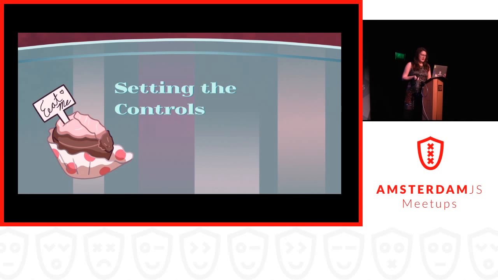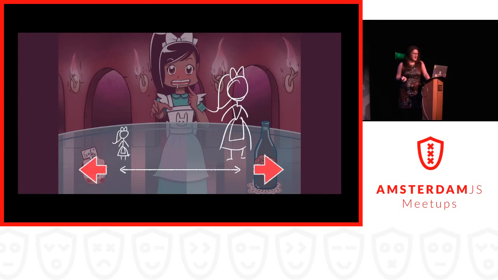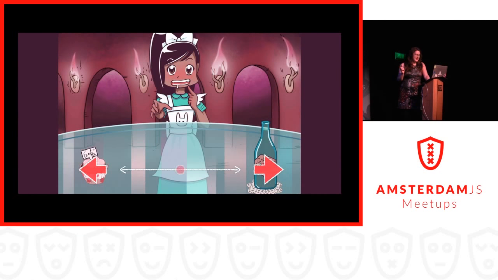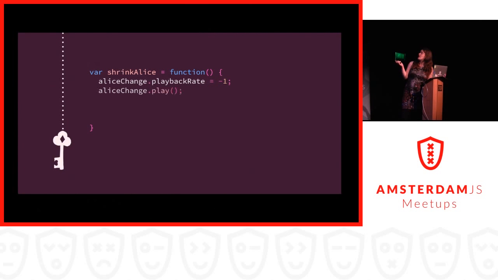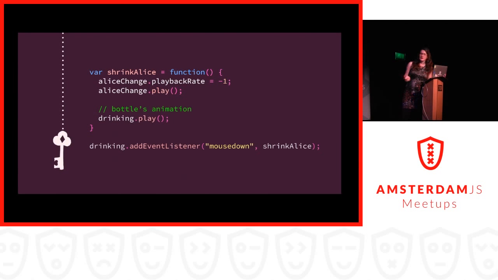And then we set these controls. So we've got the timeline. We've set the playhead. Now we need to control the playhead on that timeline. We're going to use the cake and the bottle to send it forward and backward. We know forwards already, so let's go backwards. How do we do that? We change the playback rate to -1. So Alice change, playback rate, -1. And we hit play. And we tie that to whenever somebody goes mouse down on the drinking event.